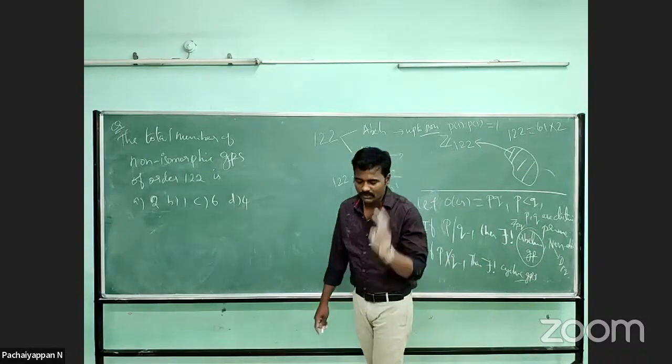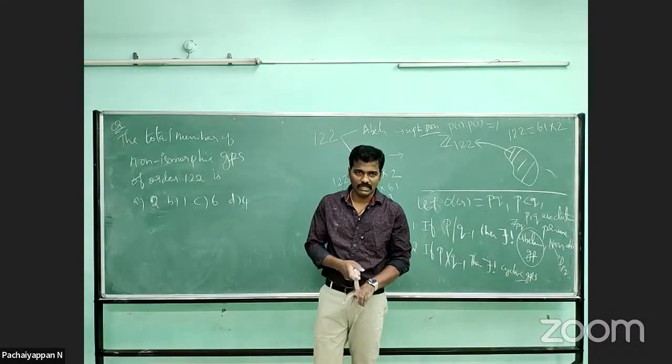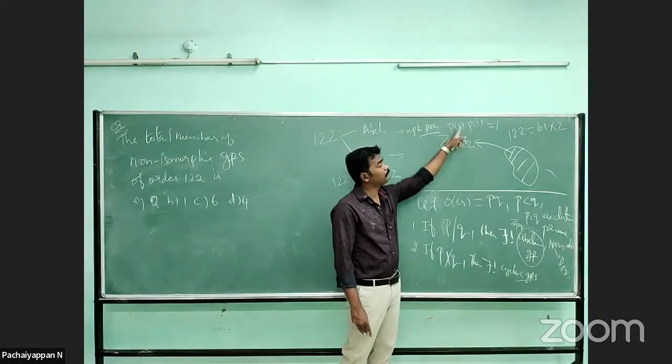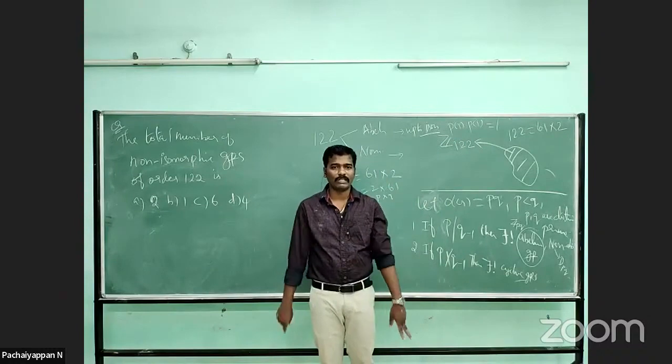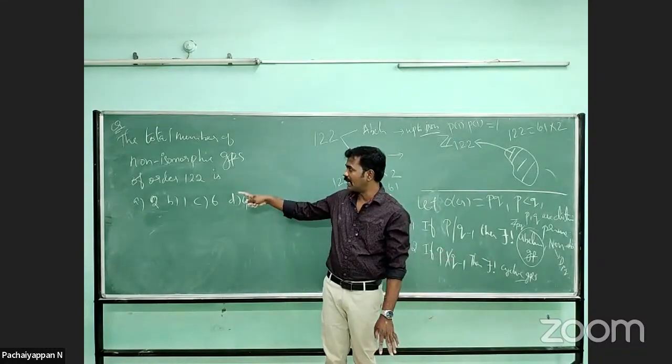How many groups are there? Only two groups are there. One is abelian, another one is non-abelian. So abelian we are calculating this way, 1 only. Non-abelian also 1 only. So totally two groups are there in the world of order 122.